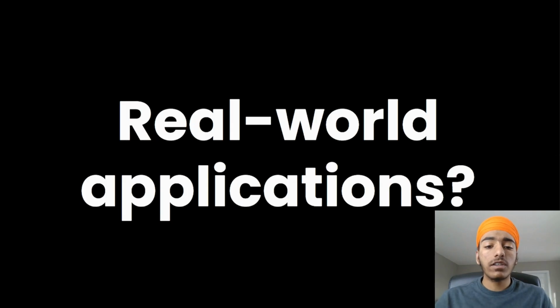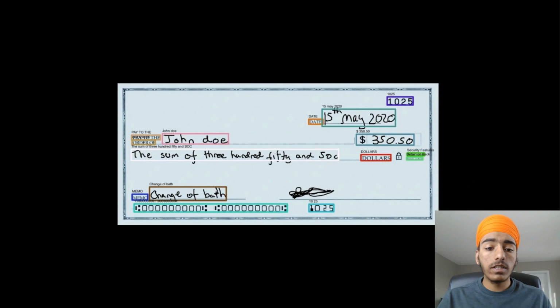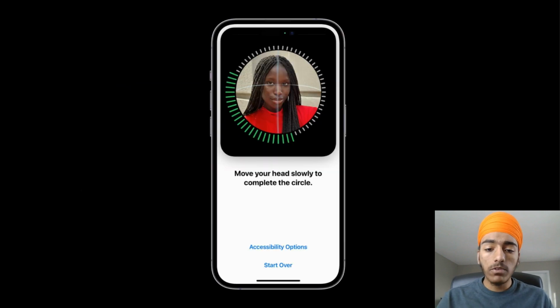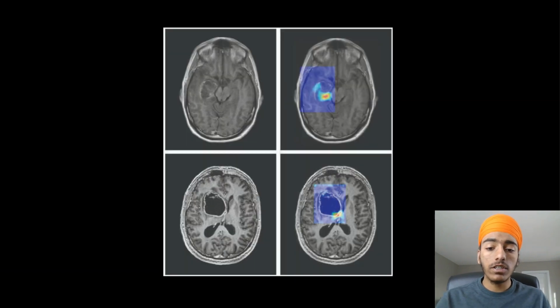Now, the applications of this aren't just contained in a coding environment. This recognition system is used in the real world as well. For example, banks use this technology to automate the process of interpreting handwritten numbers on checks. Apple uses facial recognition systems, specifically CNNs, for their Face ID feature. Doctors use CNNs for medical image analysis, like for detecting tumors or cancer. As you can see, there are so many use cases of image recognition in the world today.